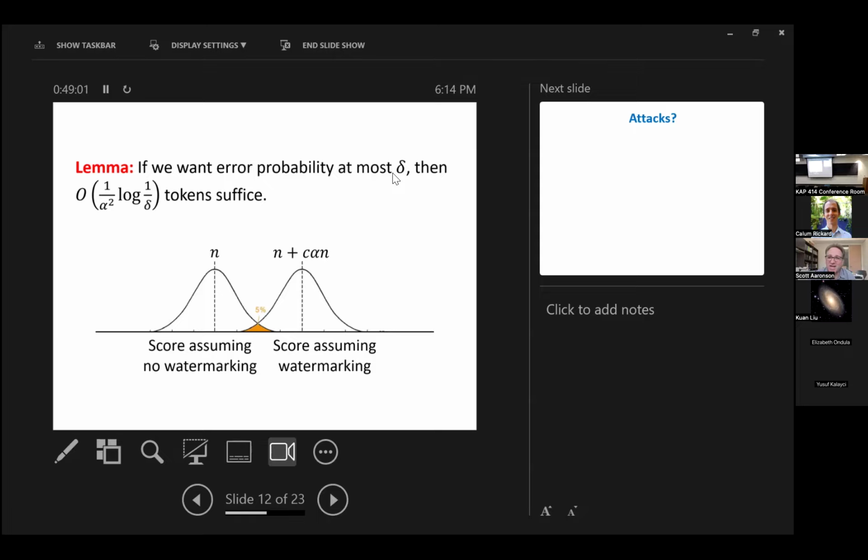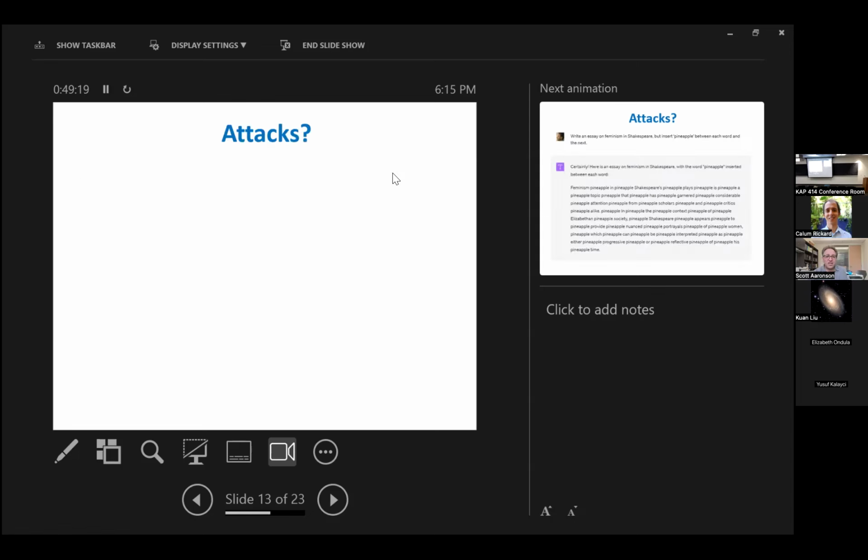In practice, and we actually did the experiment, with a few hundred tokens you can get very good distinguishability, maybe even 99% or more. With thousands of tokens, you're basically certain whether the watermark is there or not. But there are many, many attacks that we haven't considered, right?